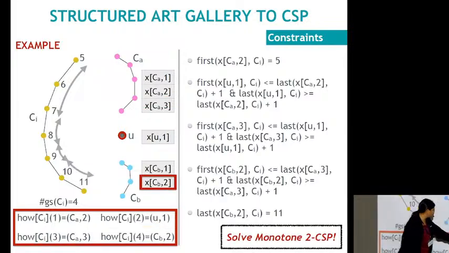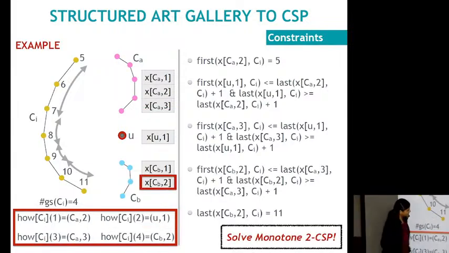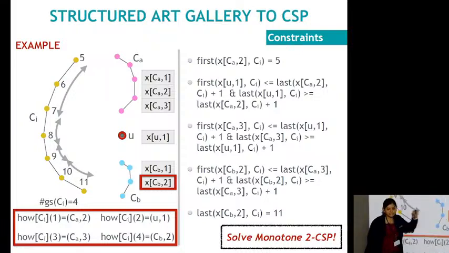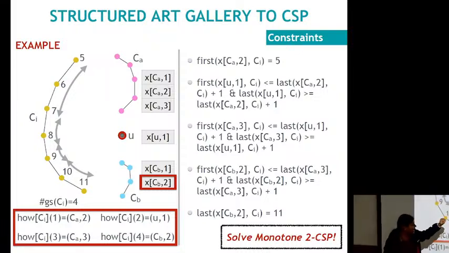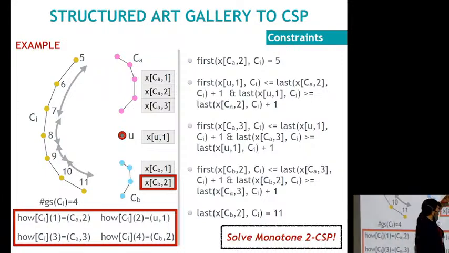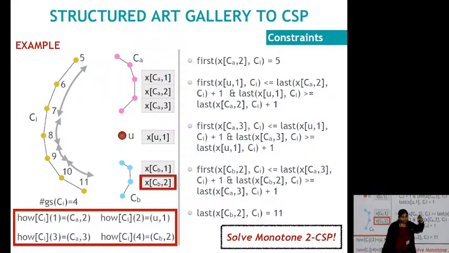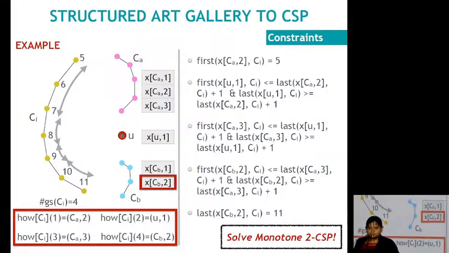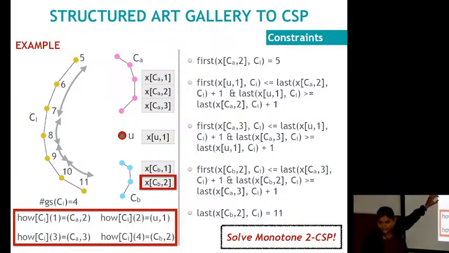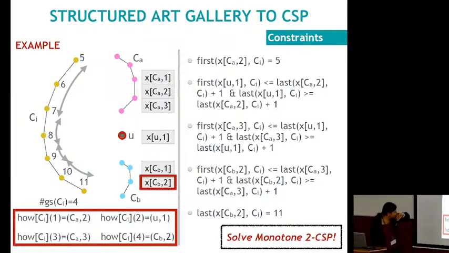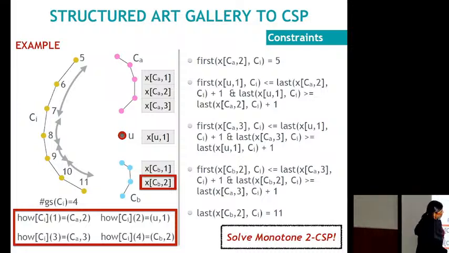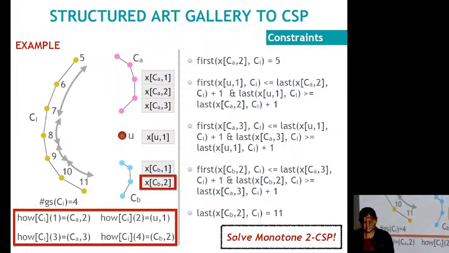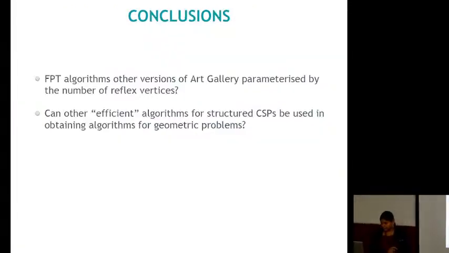Additionally, you want that the last vertex must be seen by the last guard responsible to see this convex region. And I have at least shared the intuition why these functions first and last are monotone. So thus you can argue that these are in fact monotone functions formally, and now all it boils down to is solving monotone 2-CSP, and this gives us the algorithm.